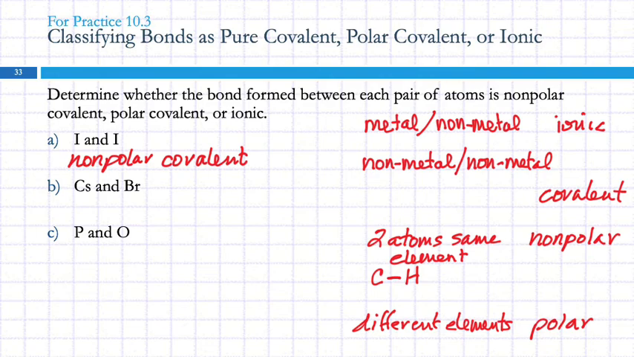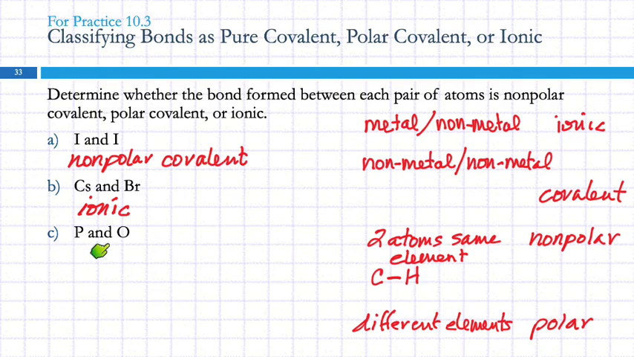Cesium and bromine. Ionic. And you really do have to take a peek at the periodic table, because where's cesium? He's way over there. Cesium is a metal. Bromine's over here, nonmetal. They're different, but the metal-nonmetal means it's ionic.